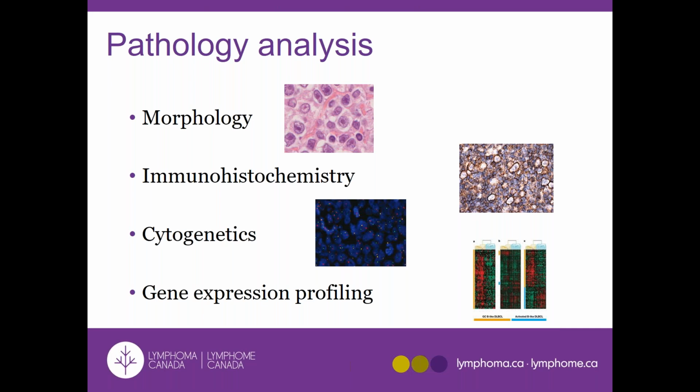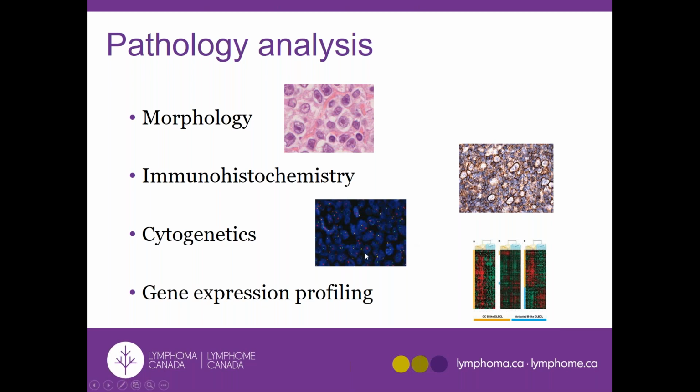Just to highlight some of the tests that get done on pathology, on the tissue, that can highlight subtypes of lymphoma. So morphology means how do the cells look under the microscope. So that's the first thing a pathologist will do, and will be able to have a sense, are these large cells or small cells. Immunohistochemistry, you can see here this panel on the right, means staining the cells for particular markers that can tell us which type of lymphoma it might be.